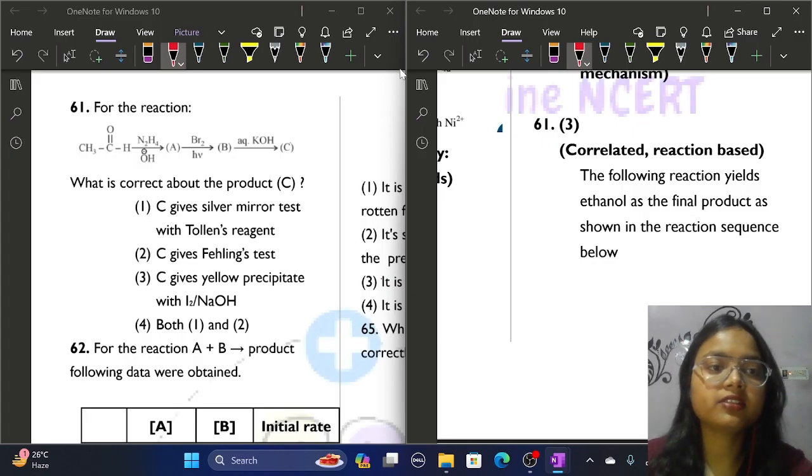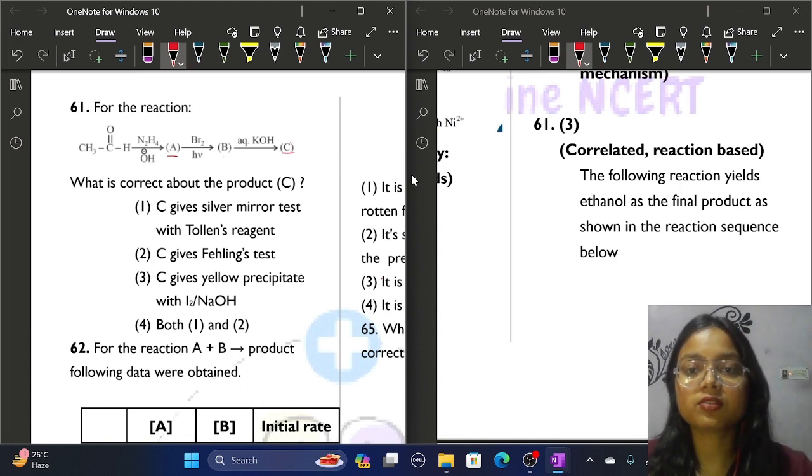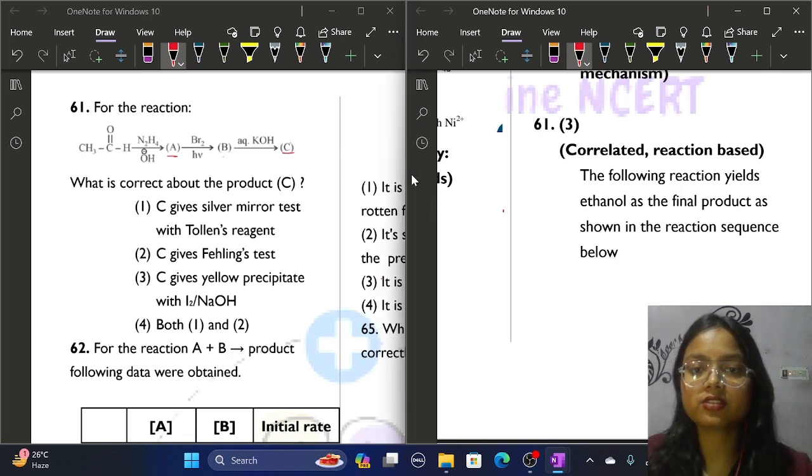The reaction is given: CH3CHO in the presence of N2H4 and OH minus gives the product A. Then it is treated with bromine in the presence of light and gives the product B. When product B is treated with aqueous KOH, the product C is obtained. So first we have to look at the reaction. So let's see the reaction.